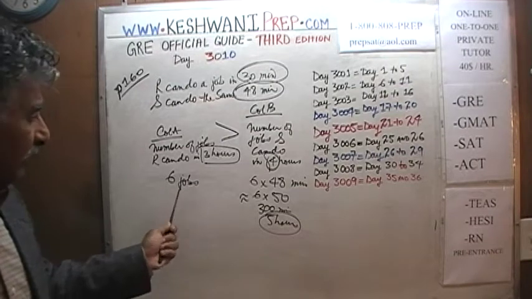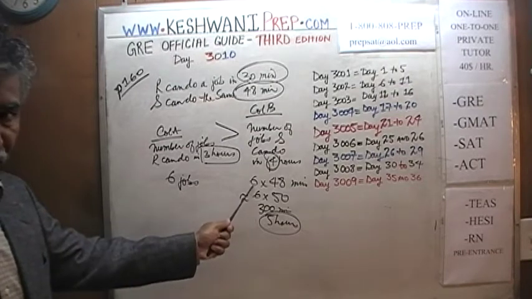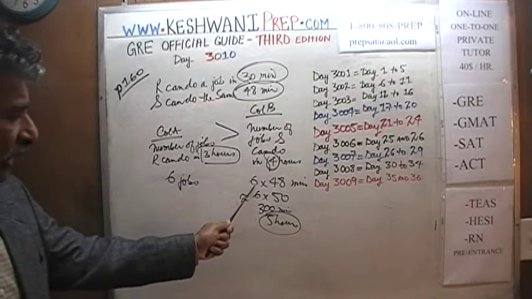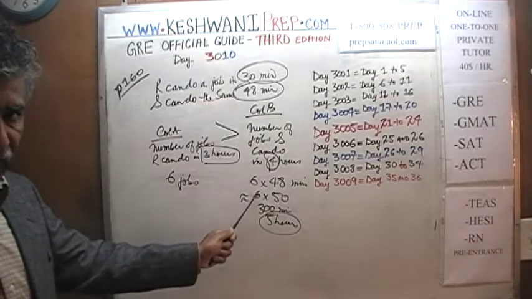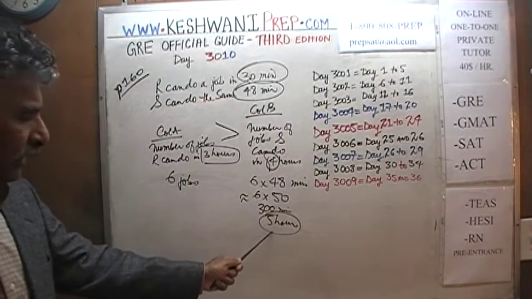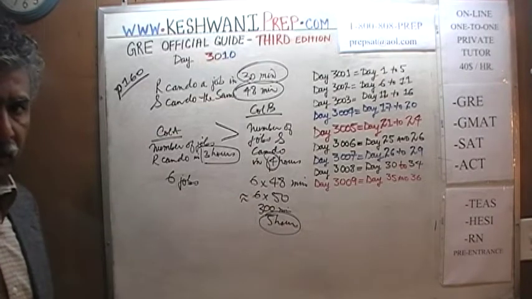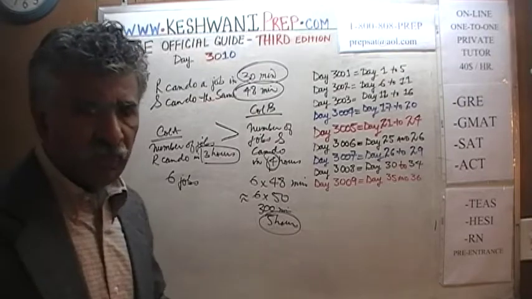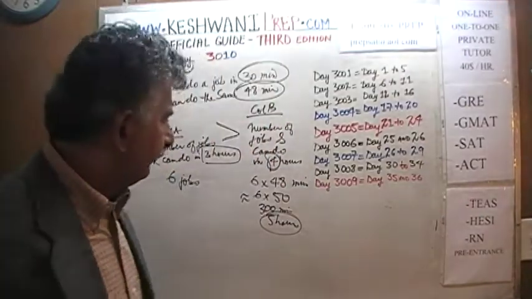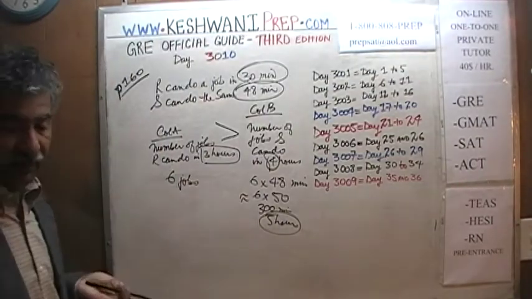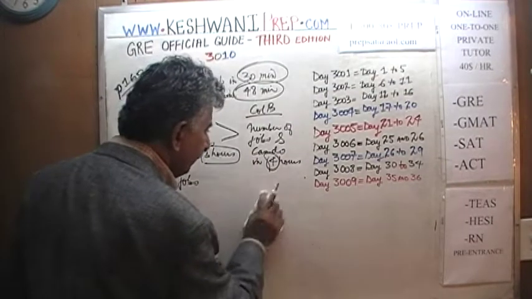Because in order for him to do 6 jobs, he will need 6 times 48 minutes. He doesn't have that. 6 times 48 minutes is almost 300 minutes. He doesn't have 5 hours, he only has 4 hours. We don't know how much he can do in 4 hours, but he cannot do 6 jobs because for that he needs almost 5 hours. So that's one way of doing it. The answer is A.